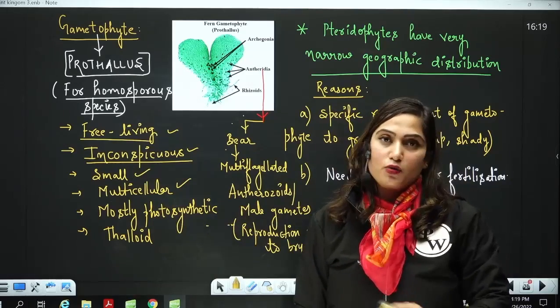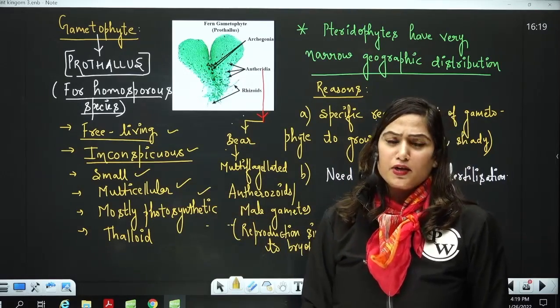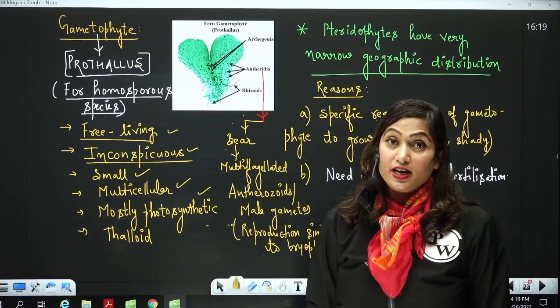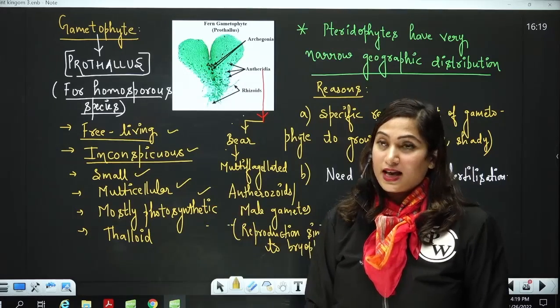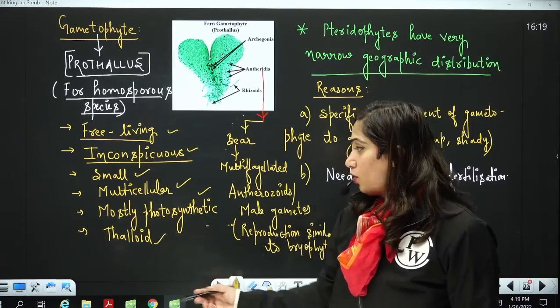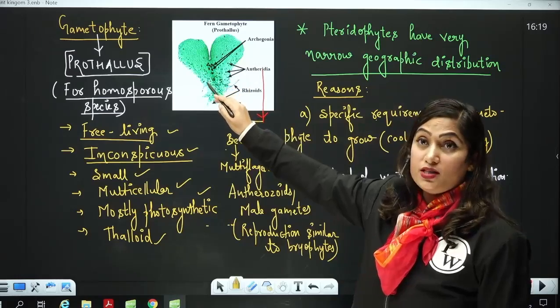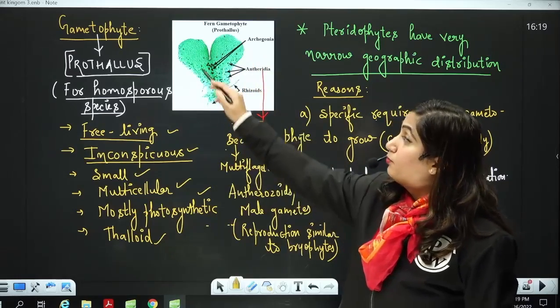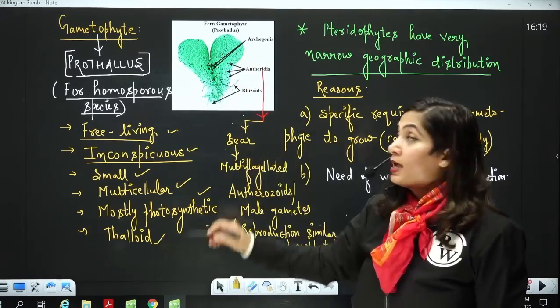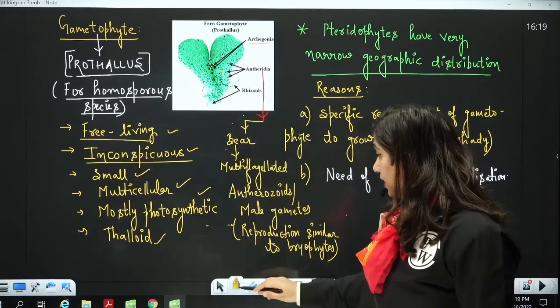Multicellular, the gametophyte is always multicellular in all the plants. Mostly photosynthetic. There are a few pteridophytes whose gametophyte can be saprophytic also. That is why NCERT has written mostly photosynthetic. And thalloid, you can see, thalloid means not differentiated. Here in the diagram you can see the gametophyte, the prothallus of a fern, and it bears archegonia, the female sex organ, and the antheridium.